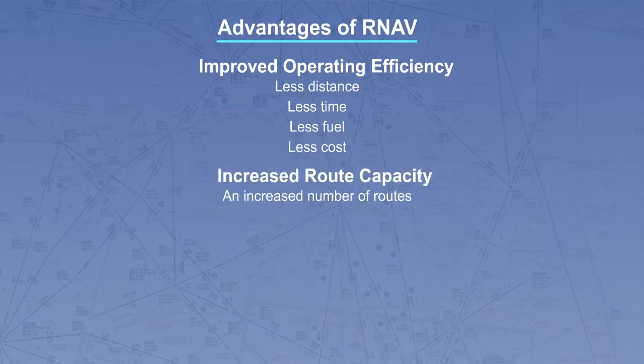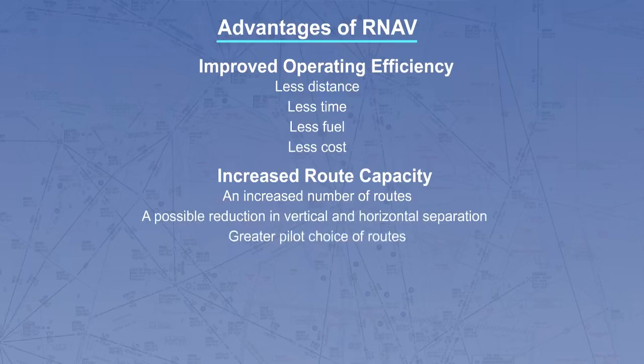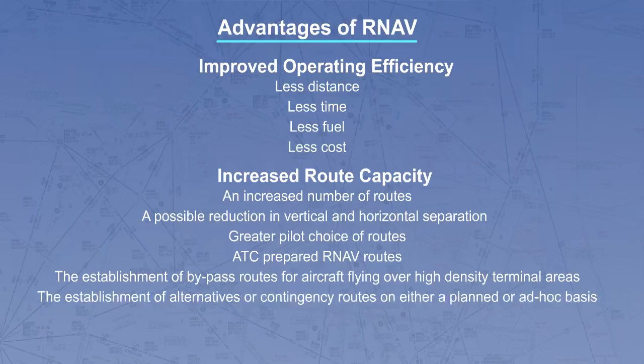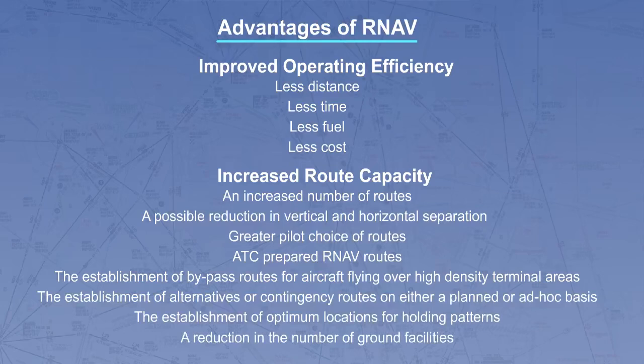RNAV also produces an increased route capacity because of an increased number of routes, a possible reduction in vertical and horizontal separation, greater pilot choice of routes, ATC-prepared RNAV routes and airspaces, the establishment of bypass routes for aircraft flying over high-density terminal areas, the establishment of alternatives or contingency routes on either a planned or ad hoc basis, the establishment of optimum locations for holding patterns, and a reduction in the number of ground facilities.